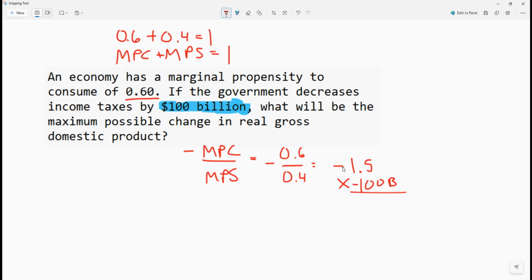And this would be negative times a negative equals a positive. And this would be $150 billion. Okay, so this is the answer.